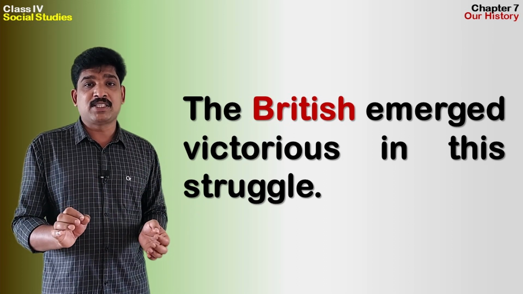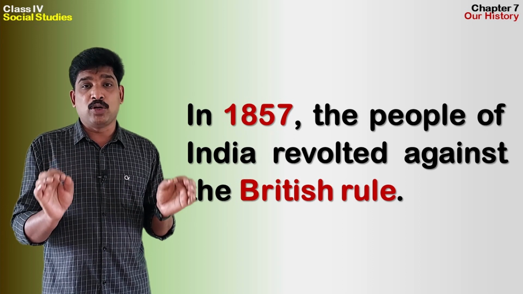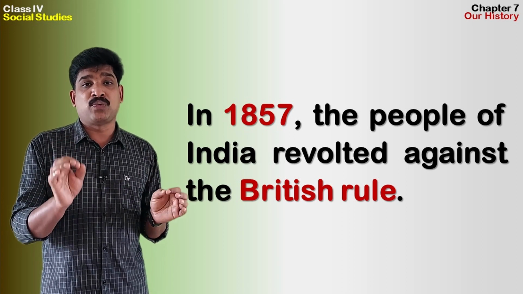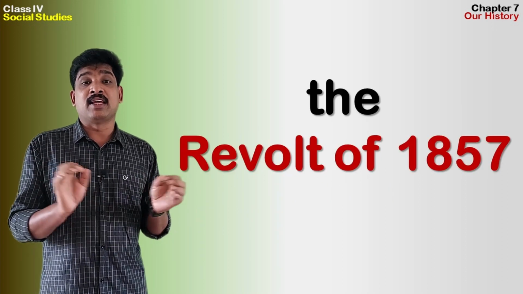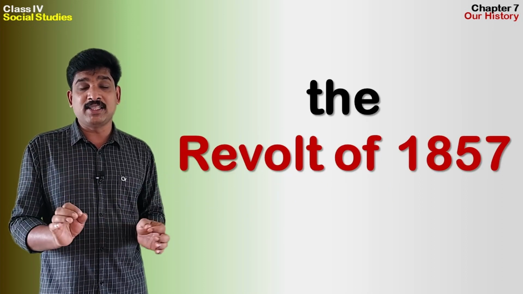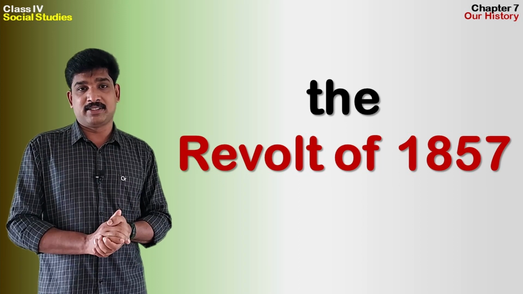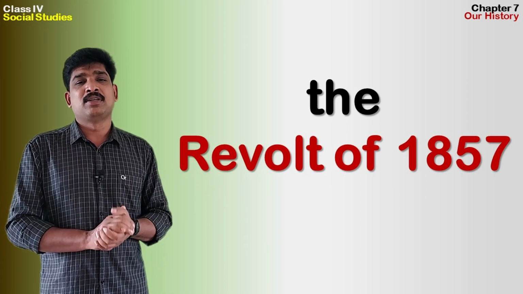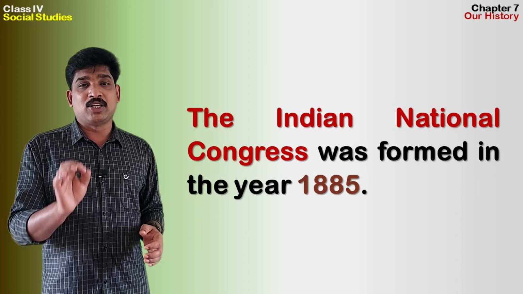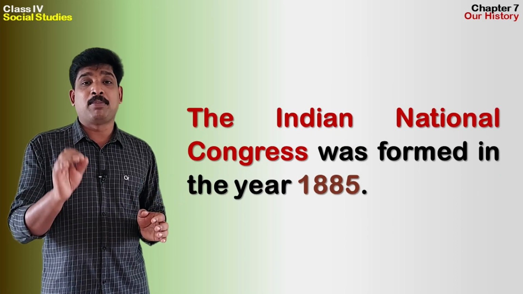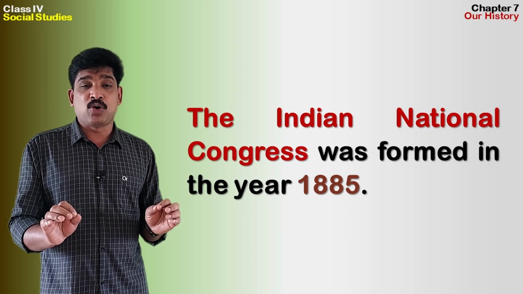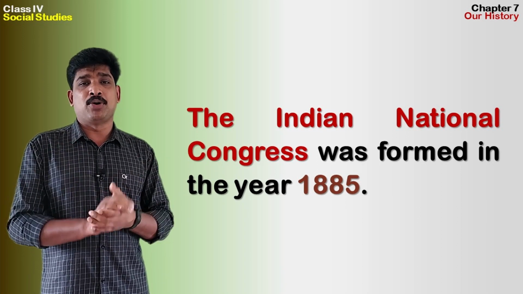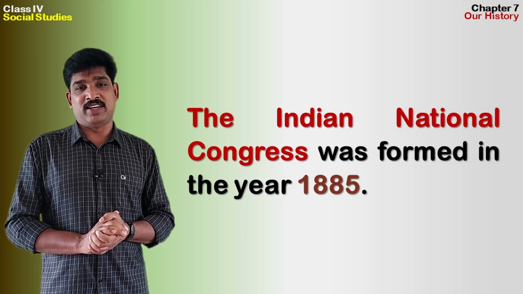And in 1857, the people of India revolted against the British rule. That revolt or the protest of Indians is also known as the Revolt of 1857, otherwise the First War of Independence. But the revolt was not successful. The British crushed or suppressed the revolt. The Indian National Congress, a political party or a political organization which was formed in the year 1885, played a very important role in the freedom movement of India.